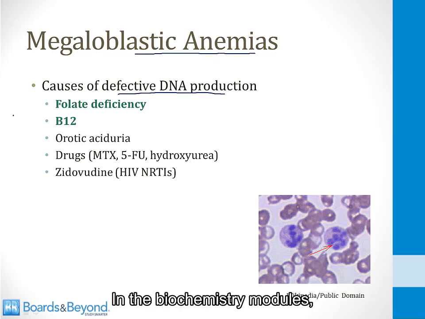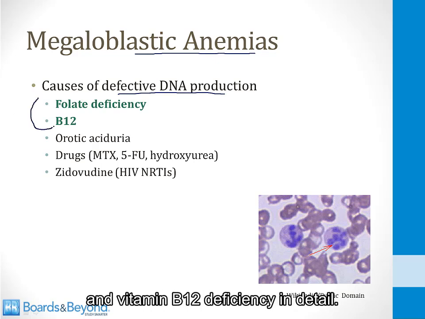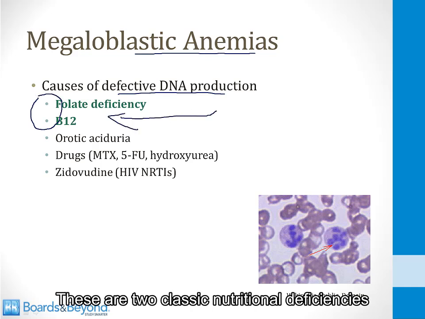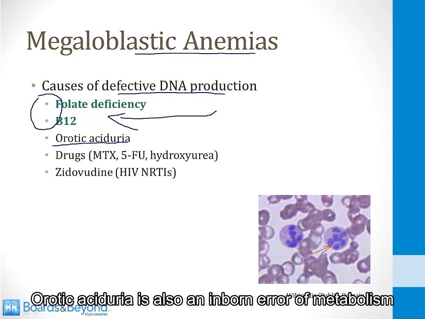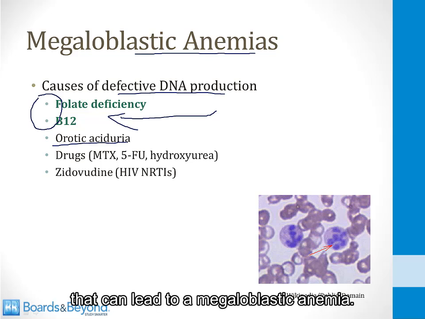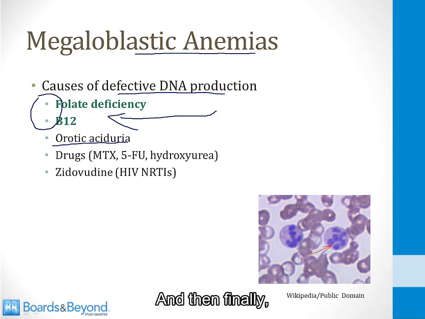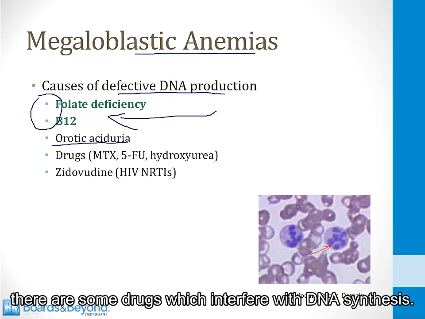In the biochemistry modules, I talk about folate deficiency and vitamin B12 deficiency in detail. These are two classic nutritional deficiencies that can lead to megaloblastic anemia. Orotic aciduria is also an inborn error of metabolism that can lead to a megaloblastic anemia. And then finally, there are some drugs which interfere with DNA synthesis.